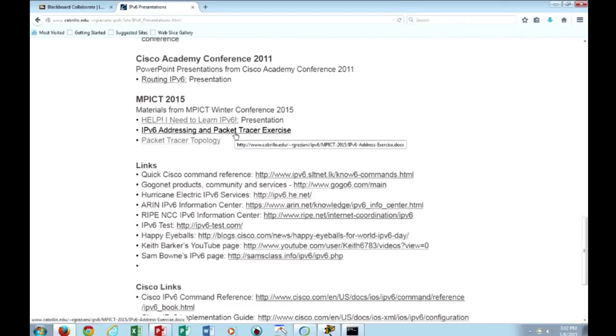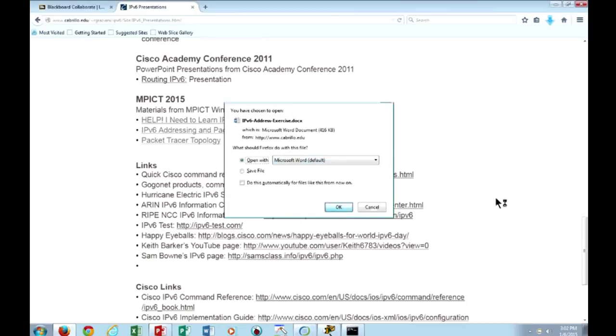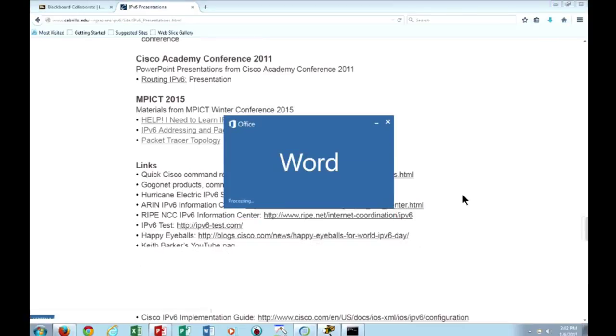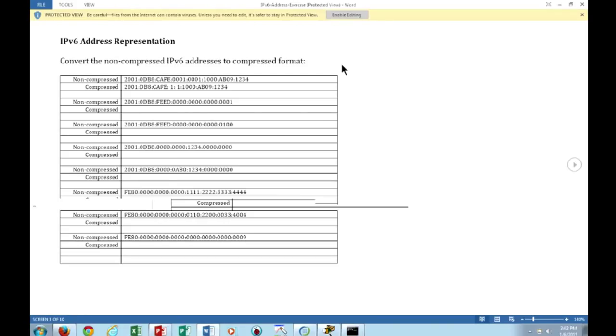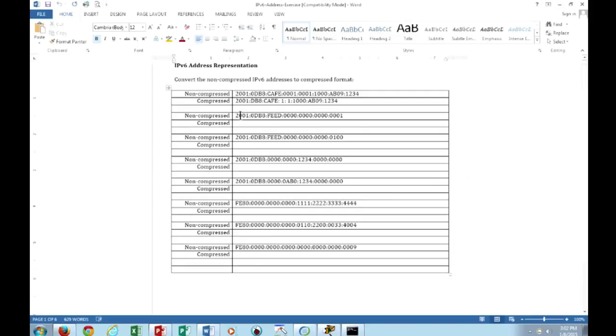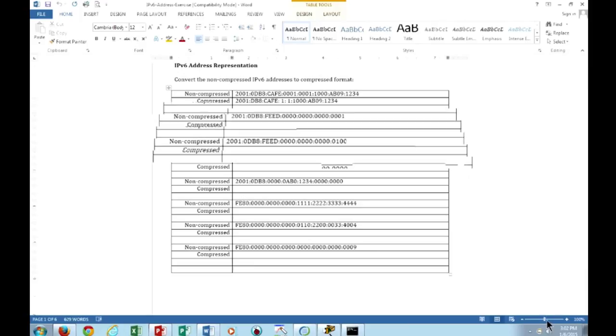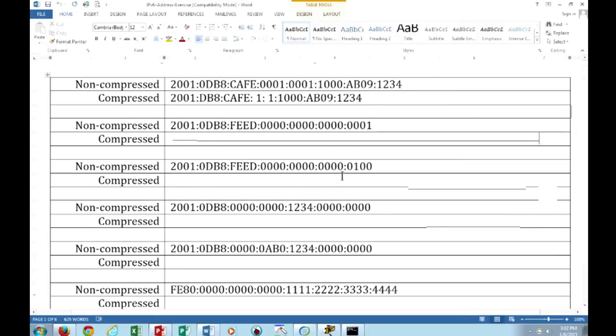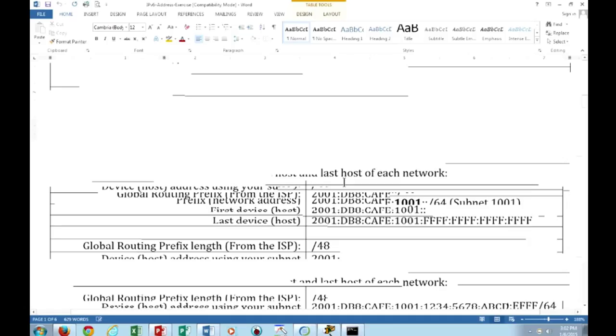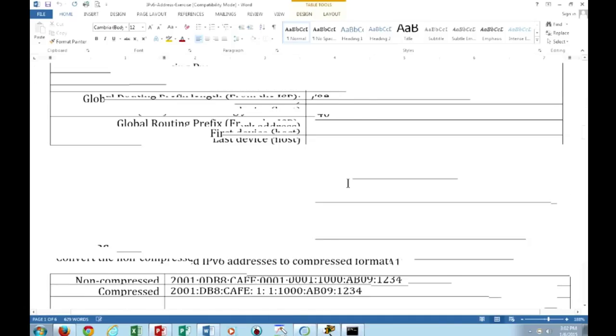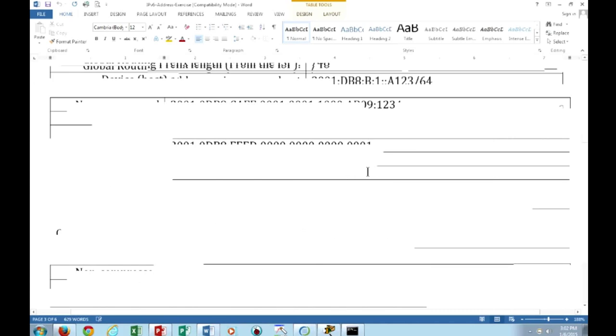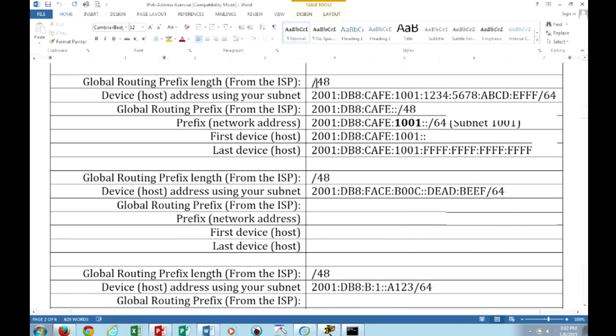There's a Packet Tracer addressing exercise. Let me open that and show you what it is. This is just a simple Word document. It just has the non-compressed formats, and I ask you to omit the leading and trailing zeros. Let me zoom in. There we go. I provide the answers, so let me show you the answers. There's a second page, and I give you an example here.